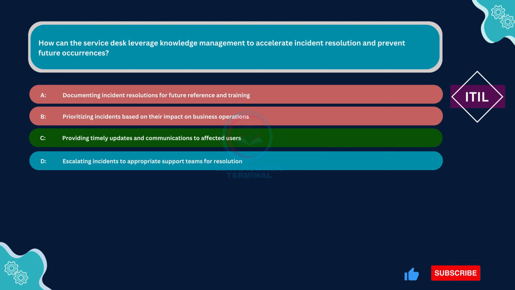Option D is incorrect. Escalating incidents ensures that complex or high-priority issues are addressed by the right experts, which is important for effective resolution. However, this option does not directly involve interacting with users or providing updates, which are key to managing user experience during a period of high incident volume. Escalation is a part of incident management but does not cover the broader aspect of user communication and satisfaction.